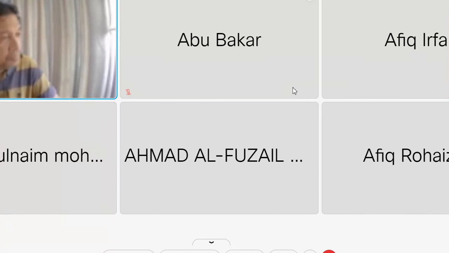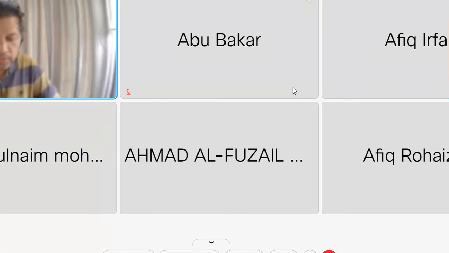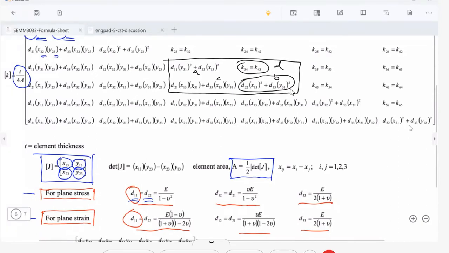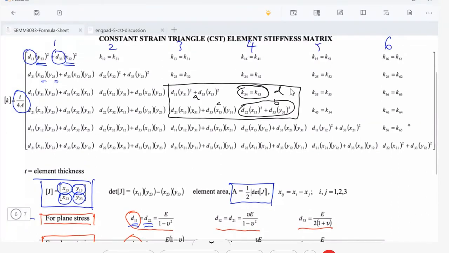So the question was why are C and D the same? Let's take a look at the formula. I hope you have the formula sheet with you. This is from test 1 already, the one I gave. Take a look at this. Why are C and D the same? Note that this is my C, right? So 3, 4 and 4, 3 are the same. So these are the same. This is symmetrical. Can you see this thing here?